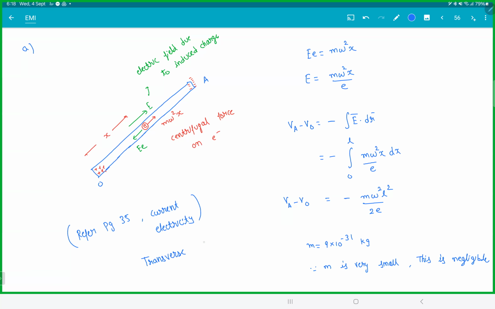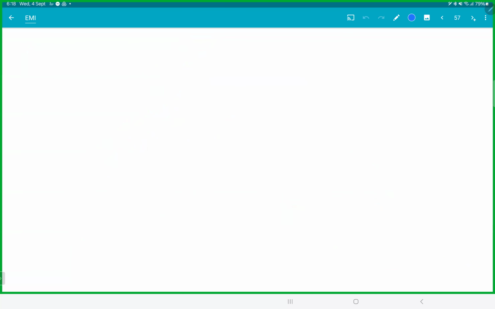Idea is similar. Clear, everyone? Now, what happens if there is a magnetic field? So if you have a magnetic field, take a small piece dx at a distance x.